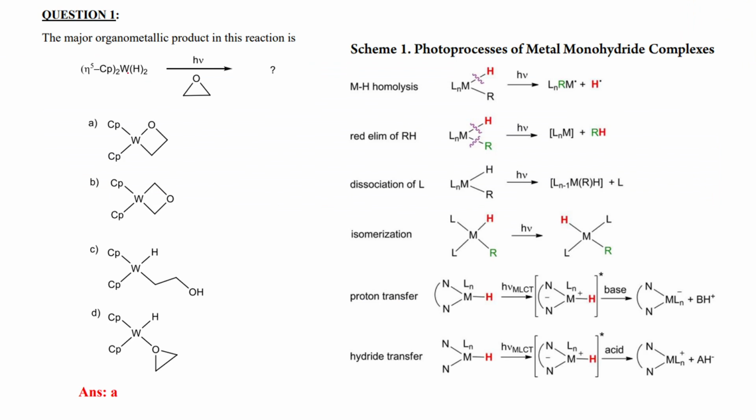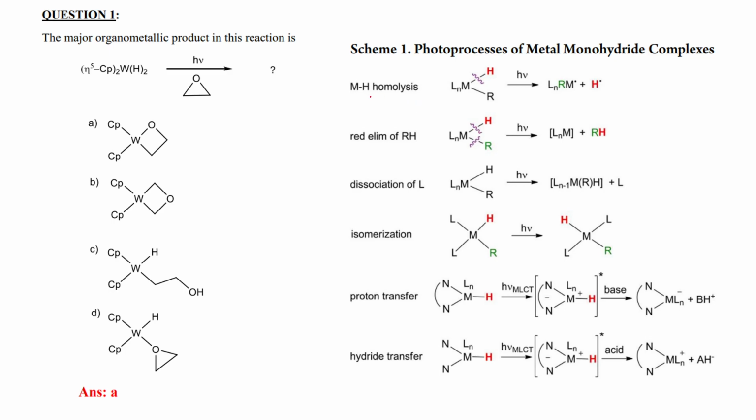This particular tungsten-based hydride reagent they have given, and in presence of light and epoxide, they want to know the product. Before that, I want to show some photographs of metal hydride complexes. So it is a dihydride. Two hydride donors are present, but a similar mechanism you can expect to happen. And these are some of them I have listed over here.